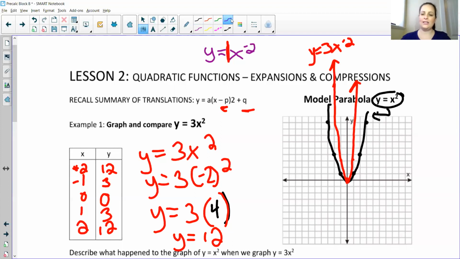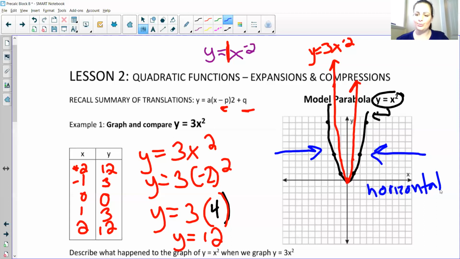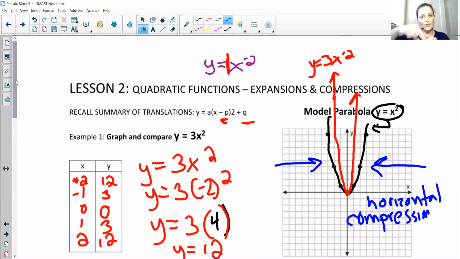So what we call this is, if you were to come in horizontally from the sides and squish the parabola, you would get what looks like the red parabola. So we say this parabola is horizontally compressed. Horizontal compression. There's another way we can talk about it. We can also say it was vertically stretched. So if you took it and stretched it vertically, that's also what we have. So this is also called vertical stretch.